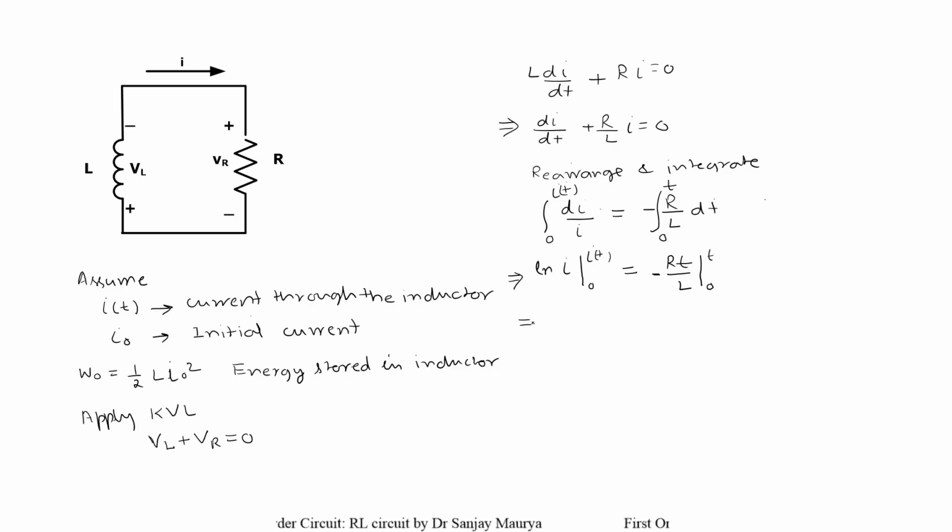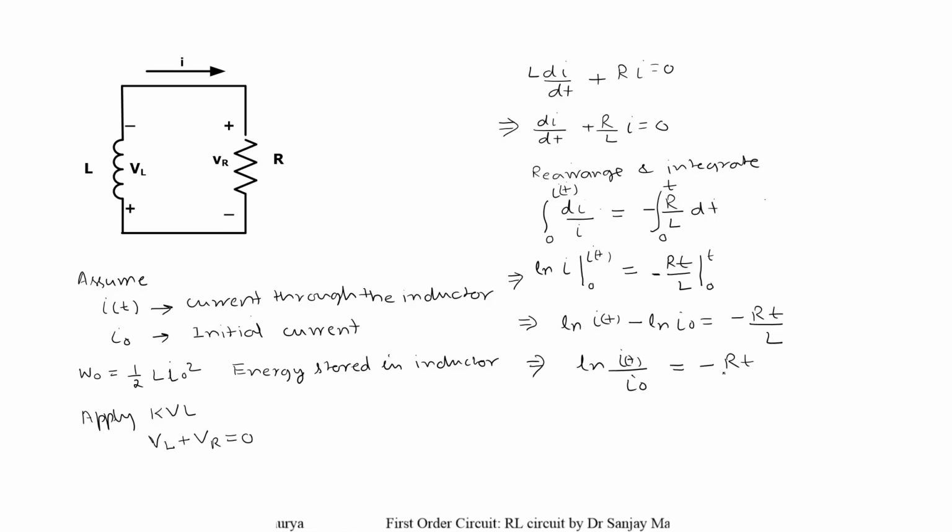After solving, we get natural log i(t), and the current at time 0 is equal to I naught, so I can write natural log I naught, and this will be minus Rt by L. So finally I'll get ln of i(t) by I naught is equal to minus Rt by L.